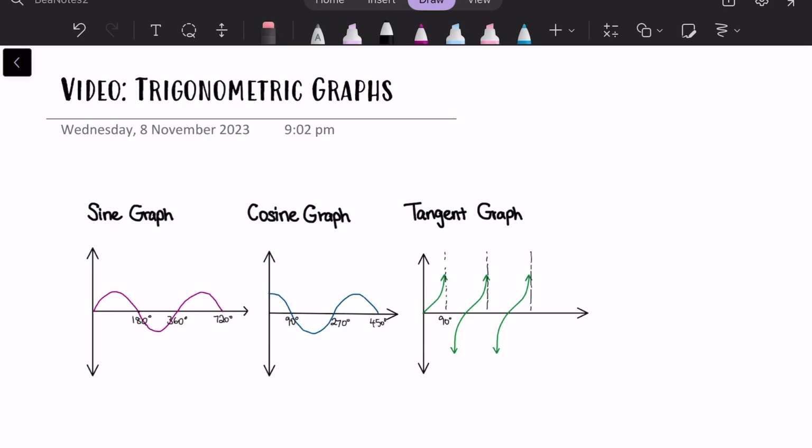Firstly, a trig function is any function with sine, cosine, or tan in it, basically. Those are the three that you have to know. So here I've drawn for you 3 samples of trig graphs. Notice that the cosine graph is the same as the sine graph, but horizontally shifted by 90 degrees.